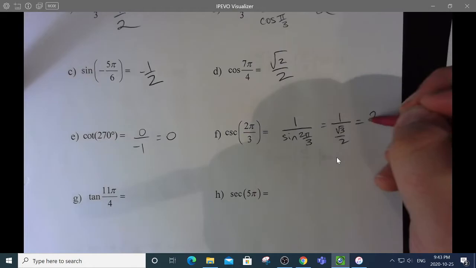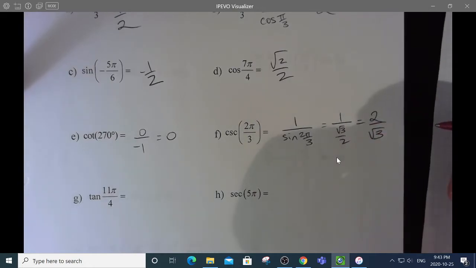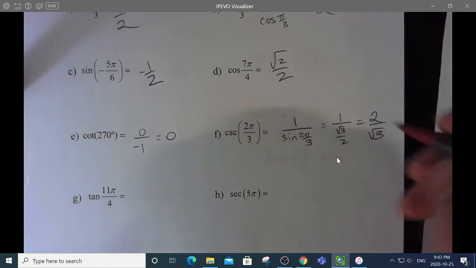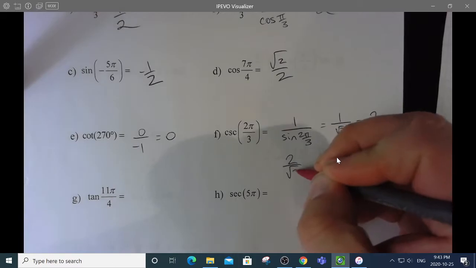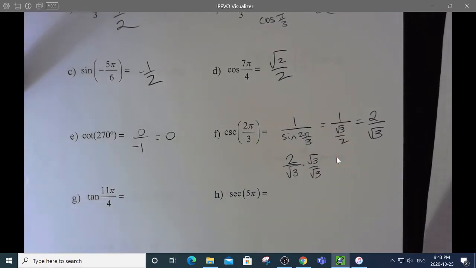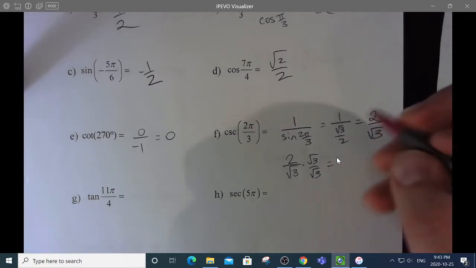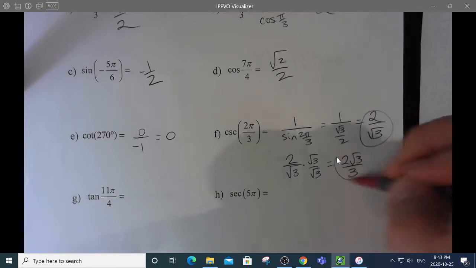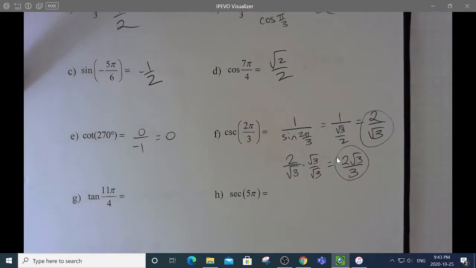I'm fairly happy with this as a final answer, but of course a textbook or maybe even the answer key in your worksheet might not give that as the answer. They might rationalize the denominator, like so, by multiplying by root 3 over 3. This is something you did in grade 10 and grade 11 pre-cal. So that should be 2 root 3 over 3. I'm happy with this answer, but if you see that one, hopefully you understand that that's the same answer either way. All right, tangent of 11 pi by 4.